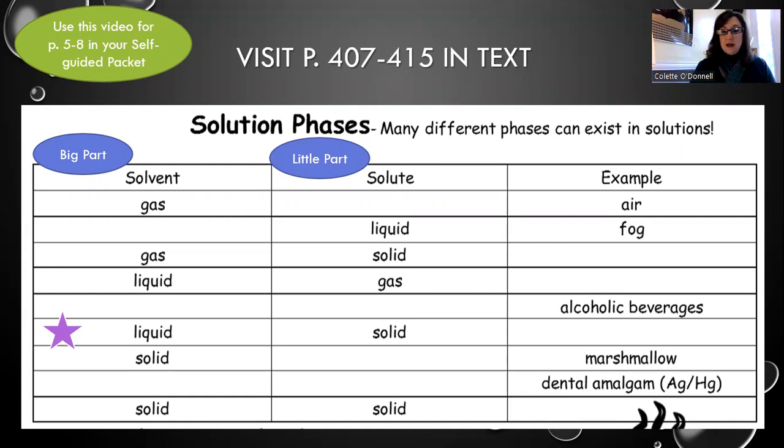I would recommend that you visit pages 407 to 415 in your textbook to get some more background on the things that are going to be discussed in this video. This video is going to help you fill in pages 5 through 8 of your self-guided packet, including a practice worksheet for that last page for you to really see if you are getting all the information that you need.